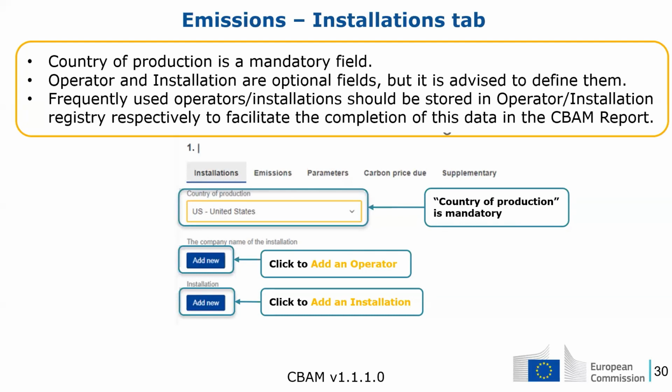And as we said before, it is also advised to use the operator and installation registries to register your frequently used operators and installations in order to facilitate the completion of this data in the CBAM report. So this is where, for example, we will use our registry information. When we add a third country operator, we can search in our registry, and the same applies when we declare our installation.